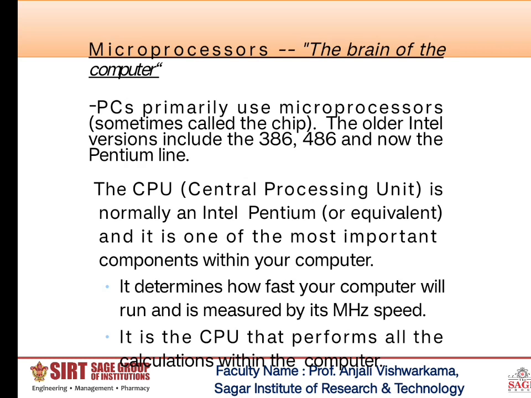Now if I'm talking about the microprocessor, this is the brain of the computer. PCs primarily use a microprocessor, sometimes called a chip. The older Intel versions include the 386, 486, and now the Pentium line. The CPU is the central processing unit. All the processing is done by the CPU. It is the brain of the computer. Input devices give the input, and output devices show the output, and in between the CPU is the one who performs all the calculation.